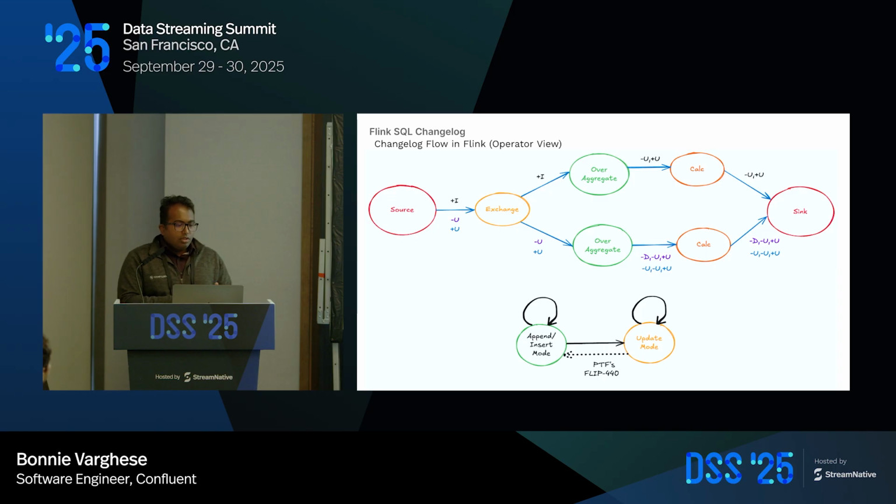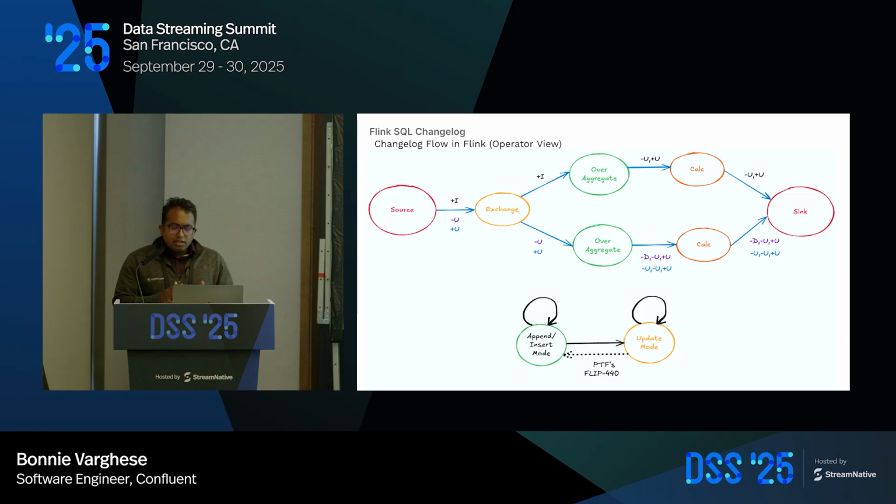Here's a simple flow of data through the operators with changelog modes. In the top part, you can see the source is producing inserts. It goes to the exchange, then to the over aggregate. Let's say in this case it's an over aggregate without time attribute, so it can produce more than an insert. It can also produce a -U and a +U, and that flows through the system. Similarly, at the bottom path, the source is producing update befores and update afters, which also flow through the system.